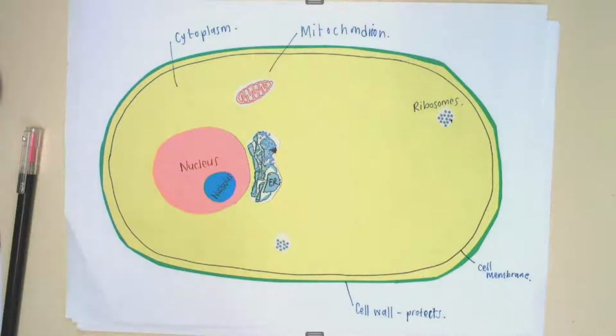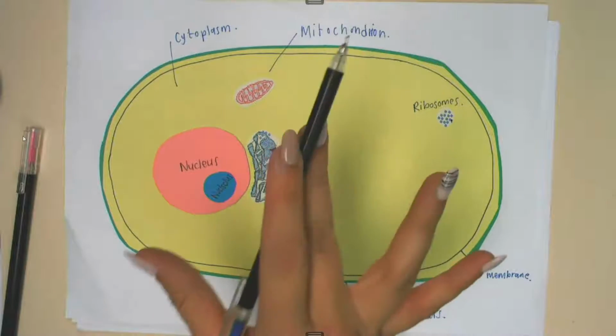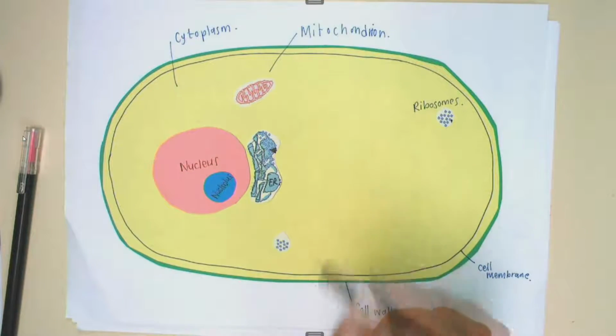And what does your mitochondria do? Again, remember, it transforms nutrients, it stores lots of proteins, and it helps with cellular respiration and energy production, which is very important for ATP, which is the energy source for your cell.